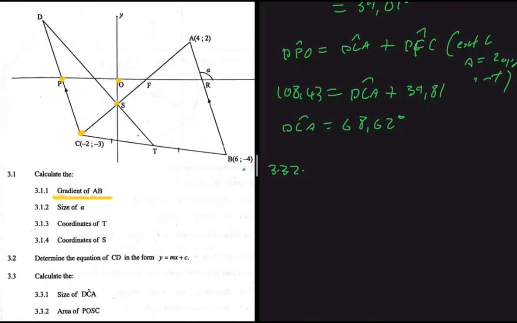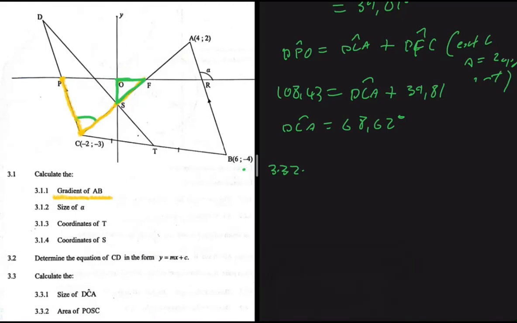Because we have this angle here, right? We know the size of that angle. We can use the side CF and the side CP to calculate the area of triangle PCF, right? After we have calculated the area of triangle PCF, then we can subtract triangle OFS, right? We can subtract the triangle, and then we're going to have the area of POSC. So let's go ahead and do that.